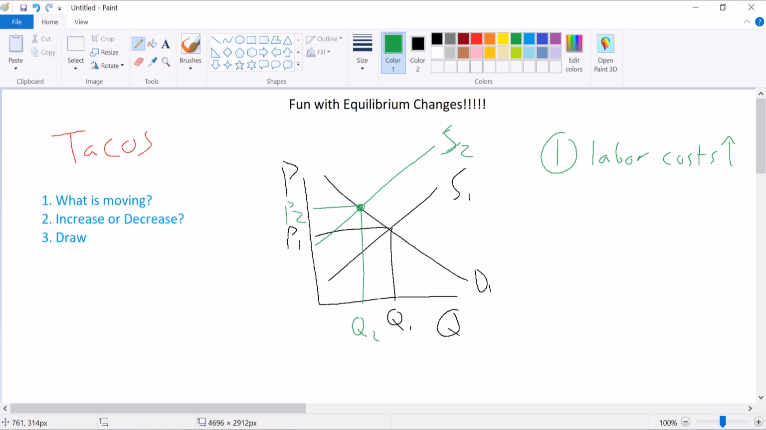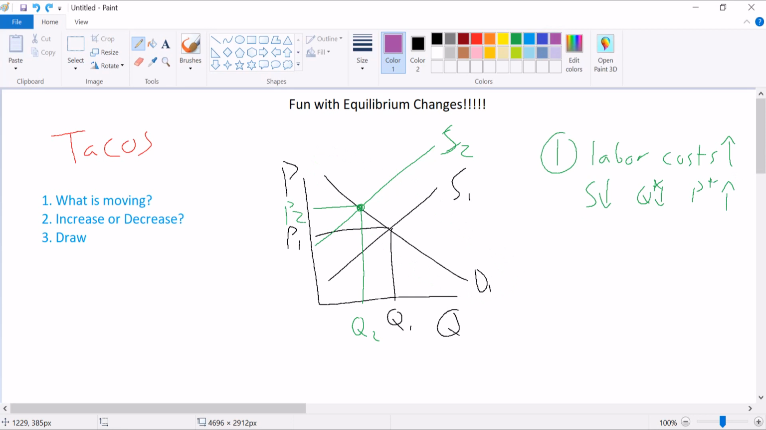So how do I summarize that? If the labor costs go up, that means supply goes down, which means equilibrium quantity goes down and equilibrium price goes up. But as a side note, I should point out, the demand curve did not move.